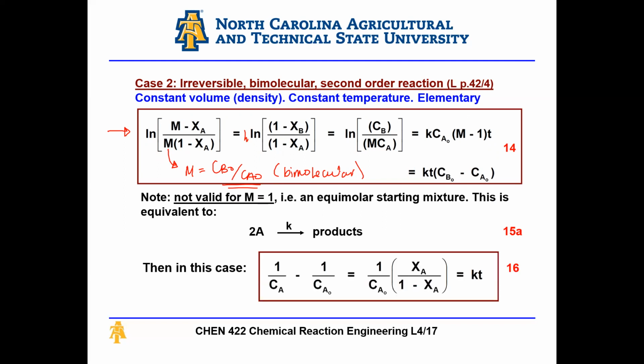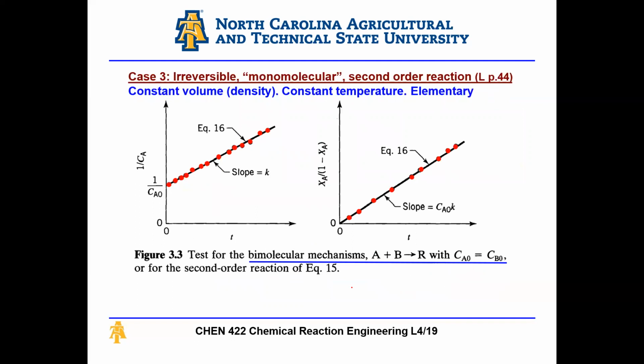So when you have M equals 1, so in the case when it's 2A goes to products, this is the performance equation you need to use for a second order reaction. So again, for an irreversible second order reaction, if it's bimolecular, basically meaning A plus B goes to R, this is the performance equation. If it's unimolecular, basically 2A goes to R or goes to products, this is the performance equation for a second order reaction.